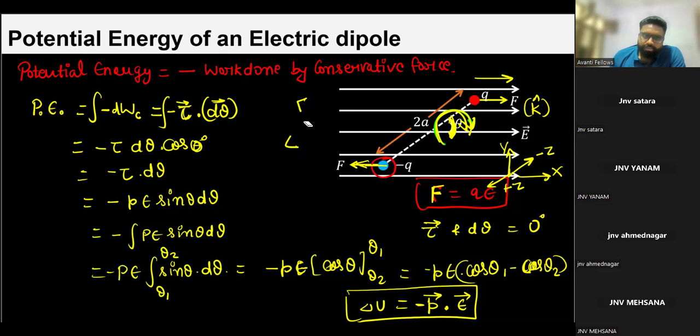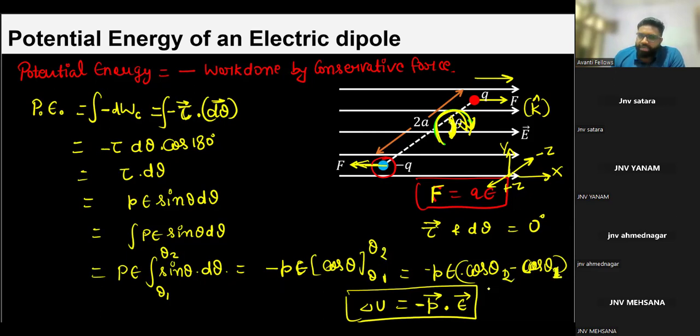And when you do so, the theta between torque and this d theta will become 180 degree. cos 180 is -1, so this minus will vanish out. ठीक है. So again, when you integrate the sin theta, you will get minus cos theta, then this minus will come into picture. Okay, and then you don't need to reverse it. It will be theta 2 minus theta 1.